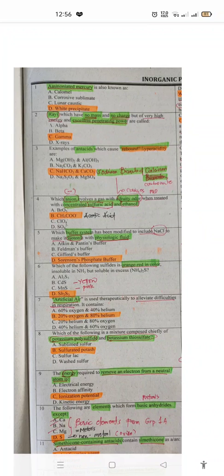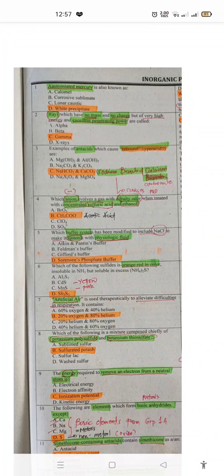Number 4, which ion evolves a gas with a fruity odor when treated with concentrated sulfuric acid and ethanol? The answer here is letter B, that is also known as your acetic acid. So this will lead to the formation of the ester ethyl acetate, which possesses the characteristic odor, which is the fruity odor. So remember, kapag acetic acid, yung result ng odor niya is fruity odor, if treated with concentrated sulfuric acid and ethanol.